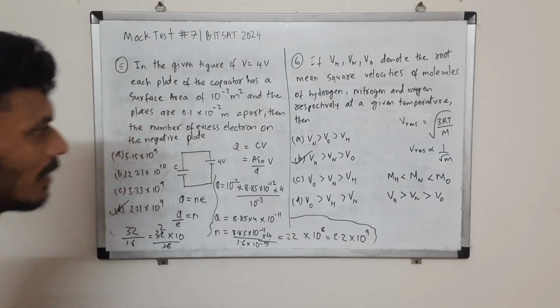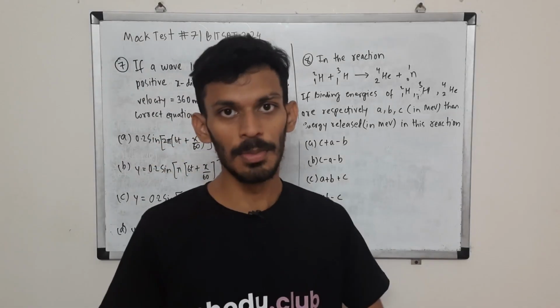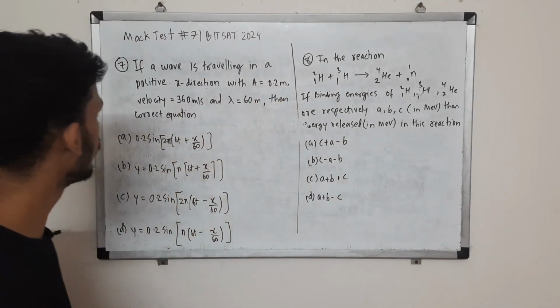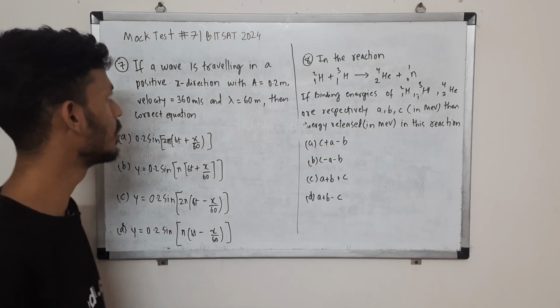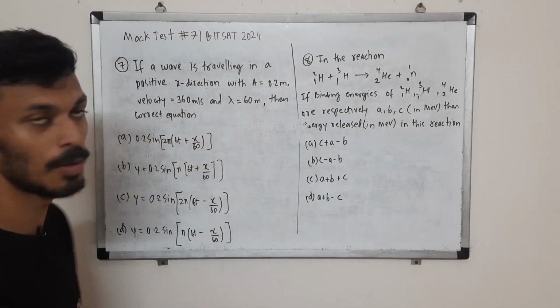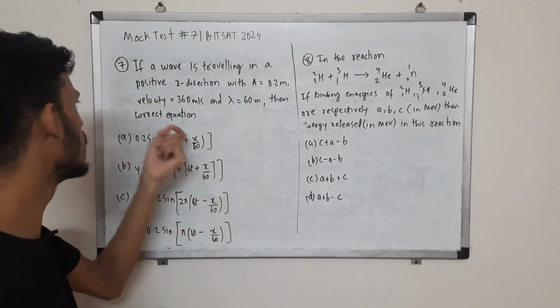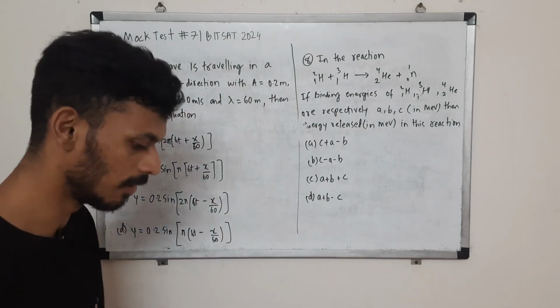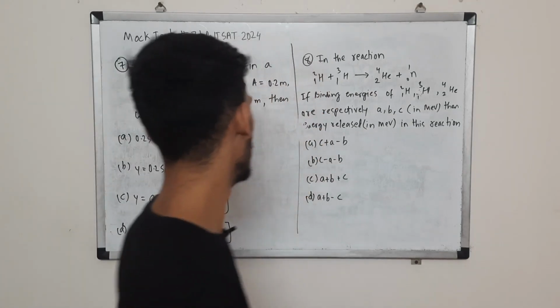Over to the next one. Two questions on the board here. In question 7, we are supposed to tell the wave equation for a wave which is traveling in the positive x direction. Amplitude is given, velocity is given, and the wavelength is also given. Now let's filter this out.